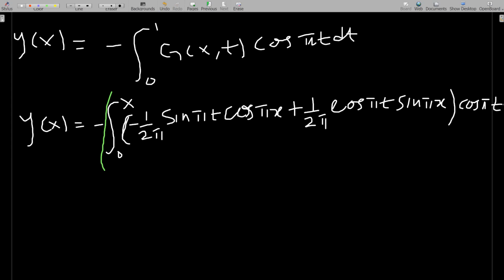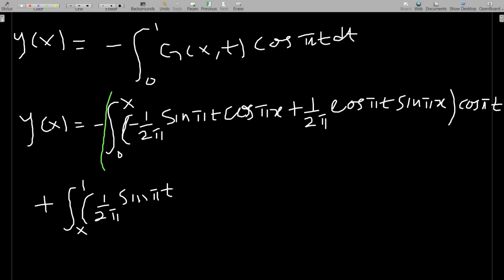Then dt, there should be a dt there, you can add it. Then plus the integral from x to 1, and this range is for the second one. It's the range for the g2, but when you are coming to integrate, use this range for the g1. So g1 was given as 1 over 2 pi sine pi t, is this sine pi t? 1 over 2 pi.